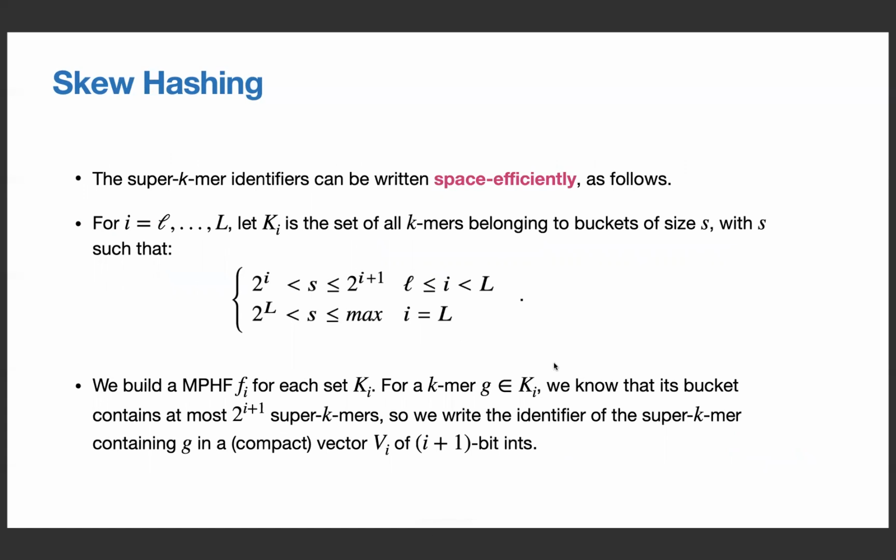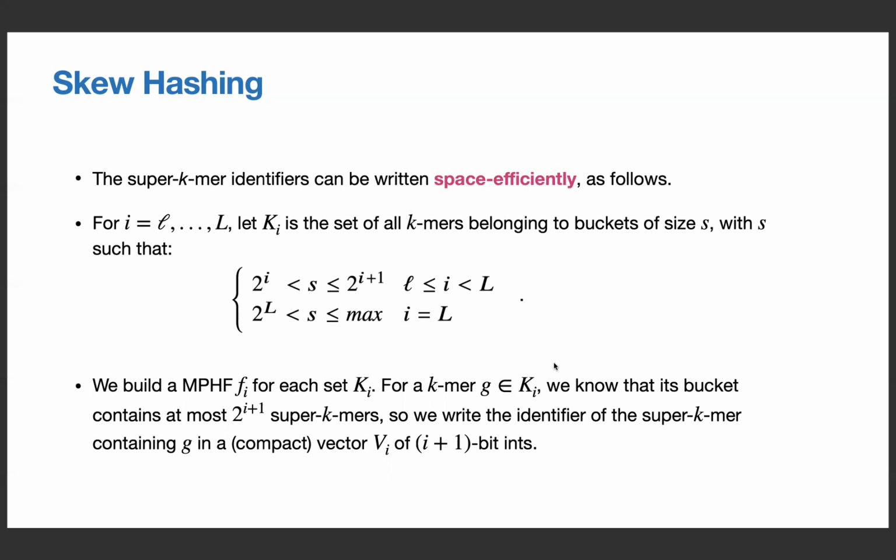So we group buckets by size, and buckets whose size, say S, is in between 2 consecutive powers of 2 belong to the same group. And we build a minimal perfect hash function for all the k-mers from all the super k-mers in the same group. So all the k-mers in group i, for example, have their super k-mer identifier written in just i+1 bits.